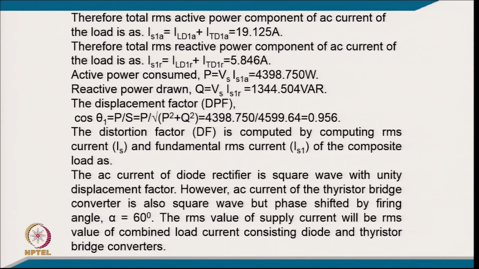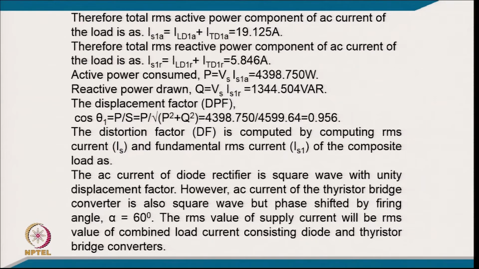Therefore, the total active component of the AC mains current will be the sum of both, that is 19.125 ampere, and the total reactive component: the diode rectifier contributes 0, so it is only this 5.846. The active power drawn from this fundamental active current, the total power drawn, is 4398.75 watt, and the reactive power is 144,504 VAR. Now the displacement factor you can find from P and Q, P upon S. That comes to 0.956, and the distortion factor is computed from the RMS current and the fundamental RMS current of the composite load.